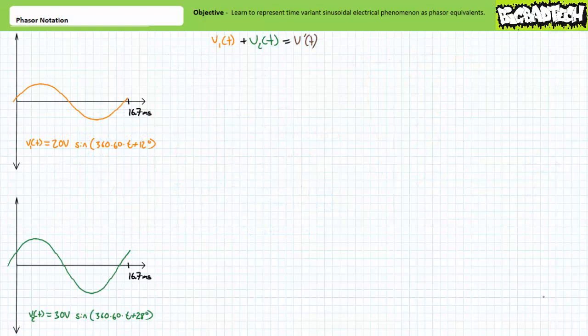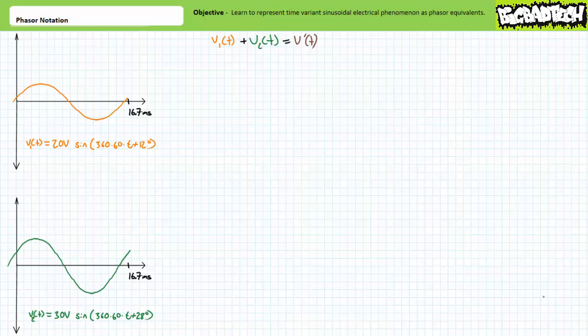But wait, that's not all. In addition to simplifying the representation of sinusoidal electrical phenomenon, phasor format has other uses as well. The true utility of phasors will only become apparent in later lectures detailing their use, but as a preview, consider this seemingly simple problem and its rather complex solution.